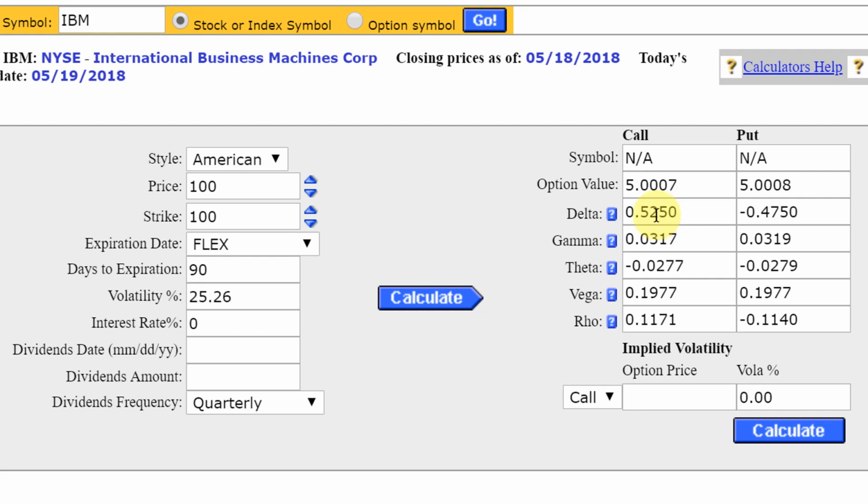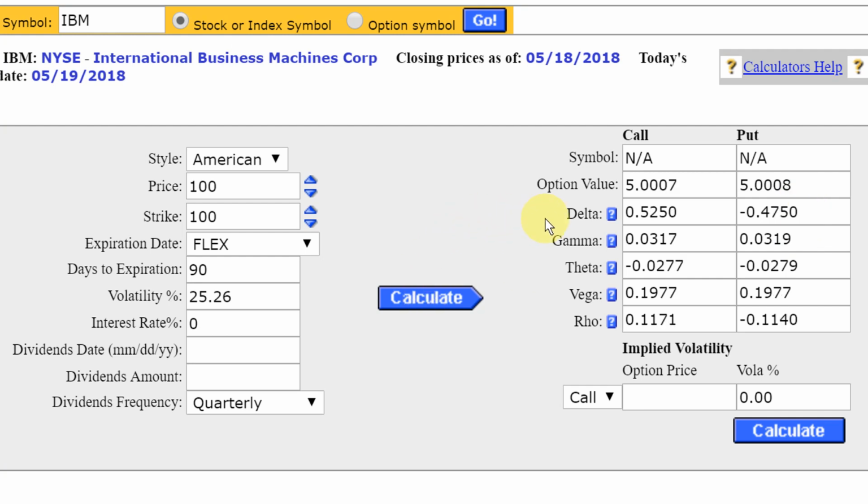Now for puts, we have to remember that we get negative deltas. And the math gets a little tricky for people here, that if I increase the stock's price, I need to add this to my option's price. So if I'm adding a negative number, I'm really subtracting it. So if I make this 101, I'm going to lose about 48 cents on my put. So watch this. We go to 101, and we lose about 48 cents. Again, it's not exact because of gamma, but it's pretty close.